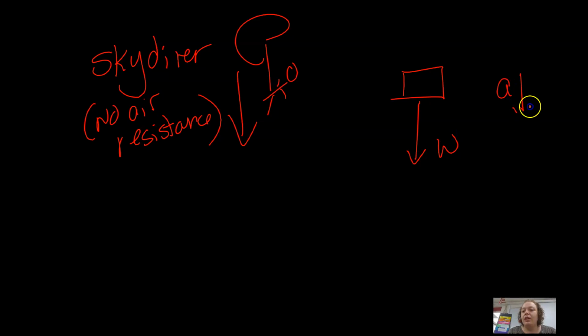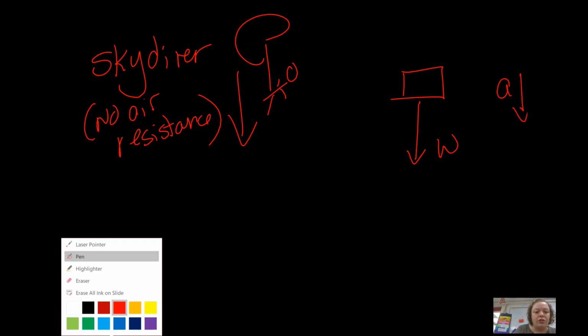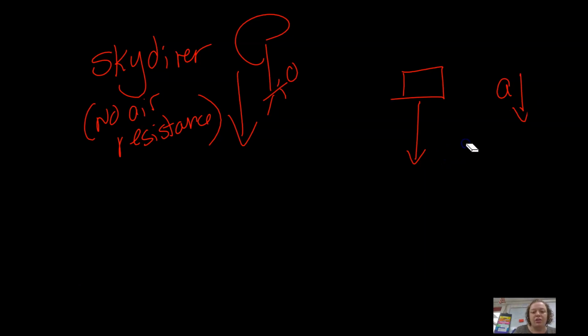He is accelerating downwards. And yes, I wrote F weight. You can also write F of G. Honestly, it doesn't matter too much. Just be consistent. Now let's talk about what if there was air resistance. So here's 2, so 2A. 2B will be with air resistance.